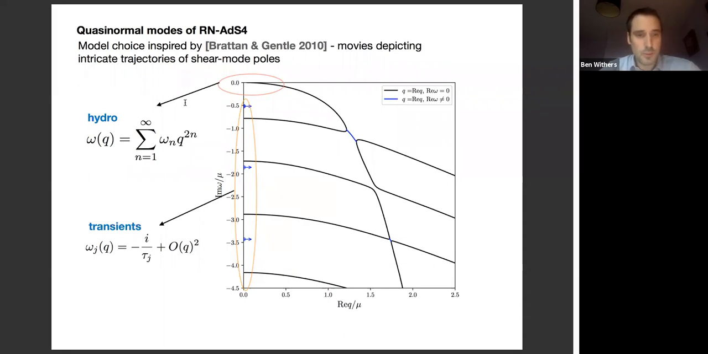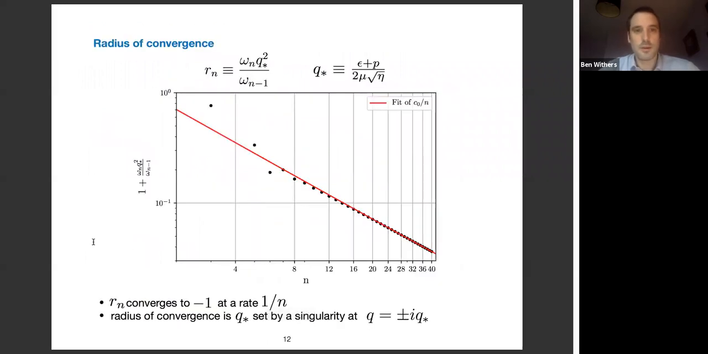So I just wanted to ask, well, what is the radius of convergence of this series? So I just computed these omega n's to order 80 and look at the ratio test. So we divide subsequent terms in this series, omega n divided by omega n minus 1, the previous term, and I weighted it by some scale Q star. Q star is energy density plus pressure divided by the chemical potential and the square root of the shear viscosity. When you construct this quantity, you see it converges to -1. So this plot is 1 plus this quantity as a function of n, and it approaches this limit at a rate of 1/n.